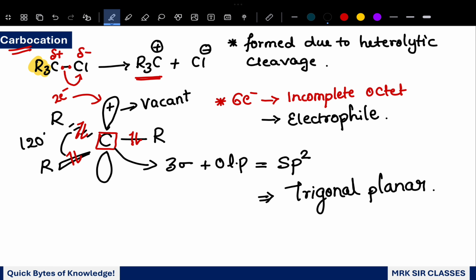That is another point. Now last point, if you see all the bonds, they are having 2 electrons each. So all the electrons are paired. So basically this carbocation, this is diamagnetic in nature. Diamagnetic in nature. Fine. So this is a brief explanation about carbocation.